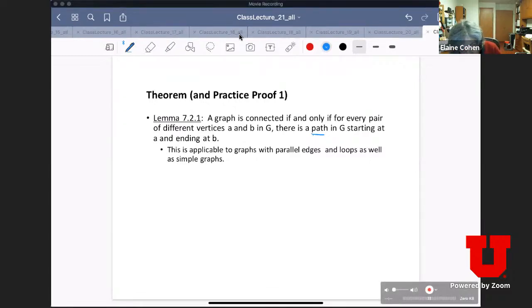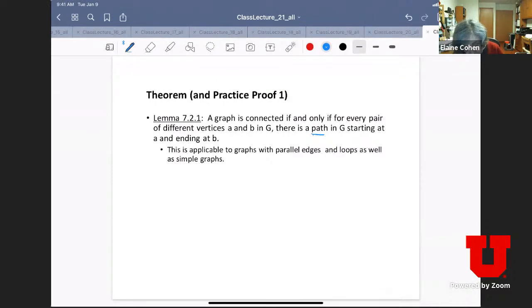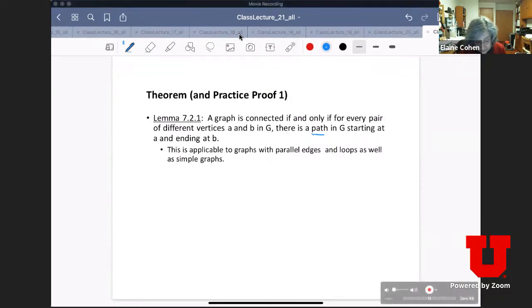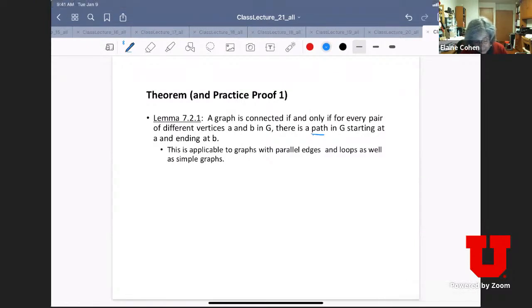So we have a statement that says a graph is connected if and only if for every pair of vertices there is a path. What direction shall we prove first? Let's take the direction that says if for every pair of different vertices A and B, there's a path starting at A and ending at B. Proof. This is the simple direction first.